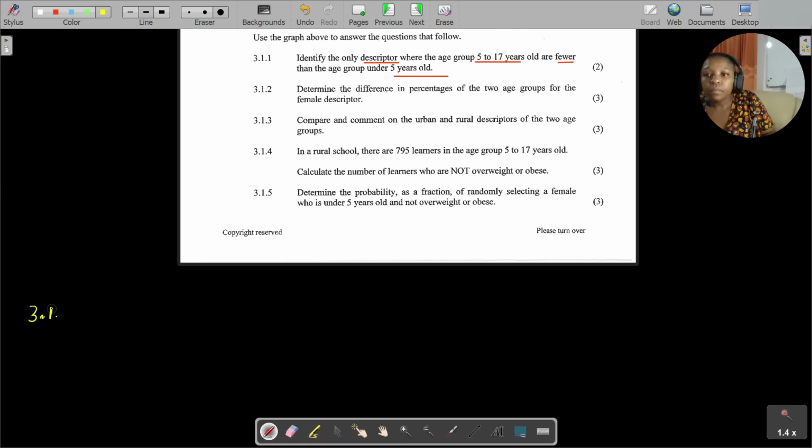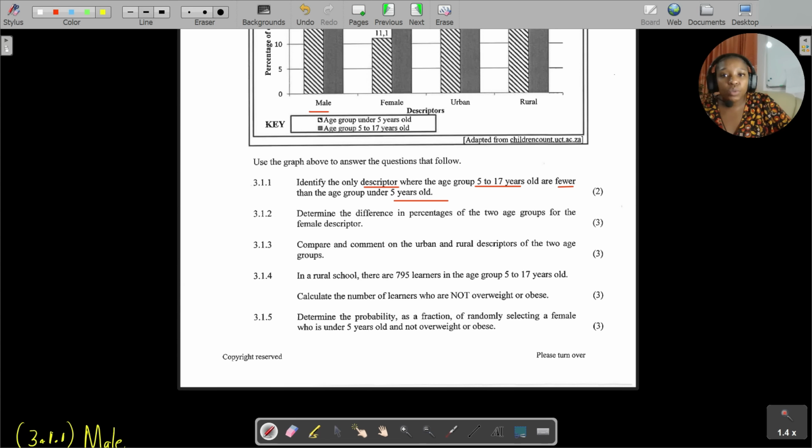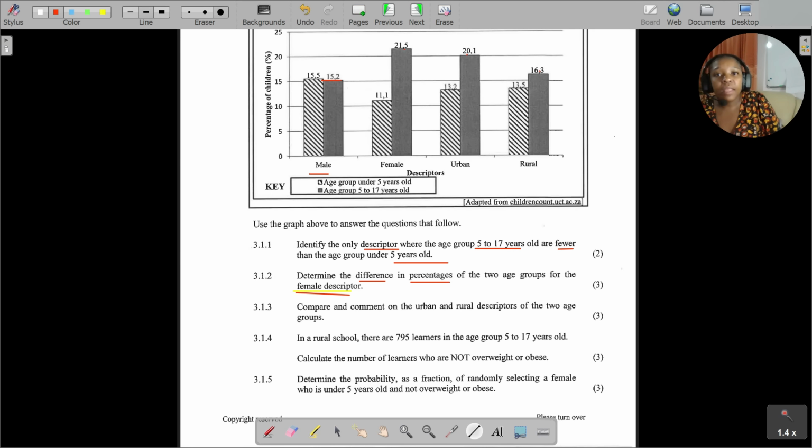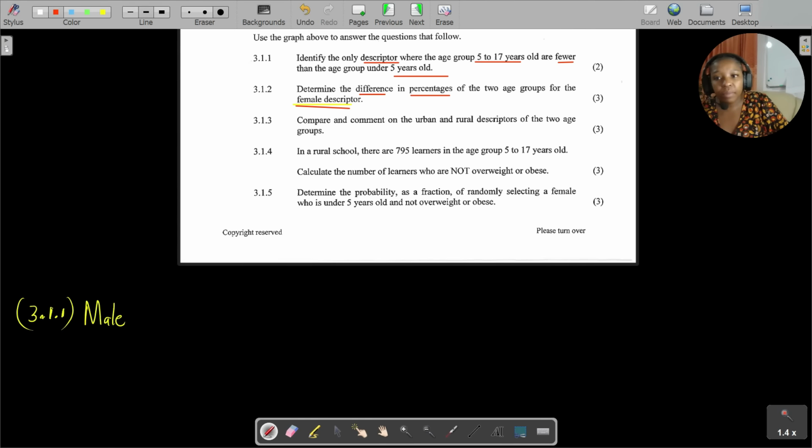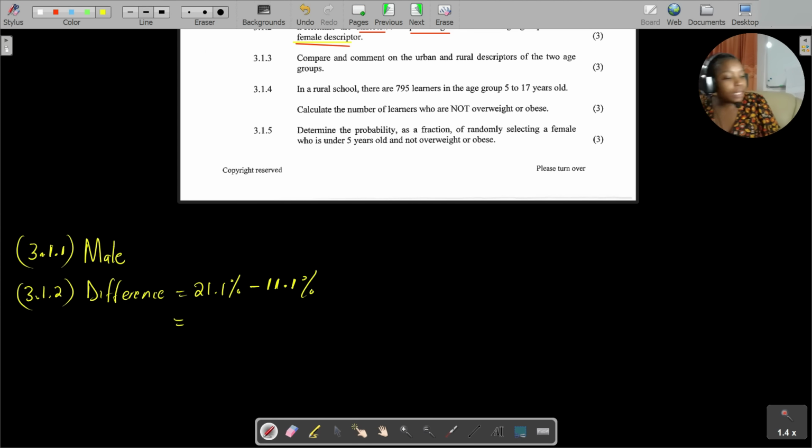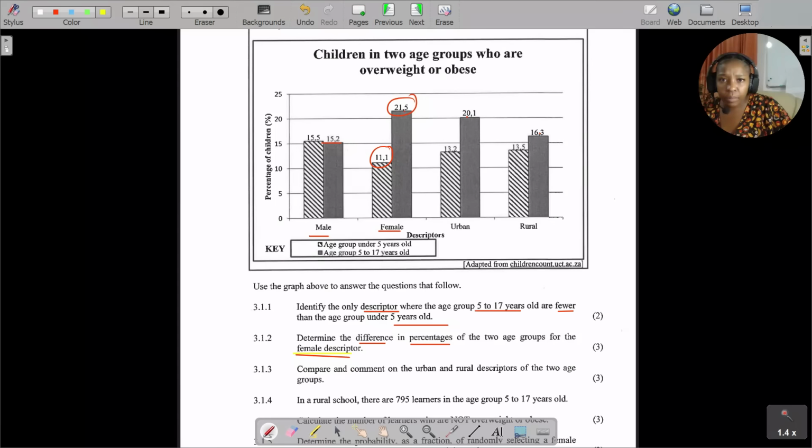It's males. Question 3.1.2. Determine the difference in percentages of the two age groups for the female descriptors. So we're going to look at the female descriptors and we want the difference in the percentages. That's the female. What's the difference in these two percentages? So it's going to be 21.5% minus 11.1%. Okay, so you'll see that the difference is 21.5?